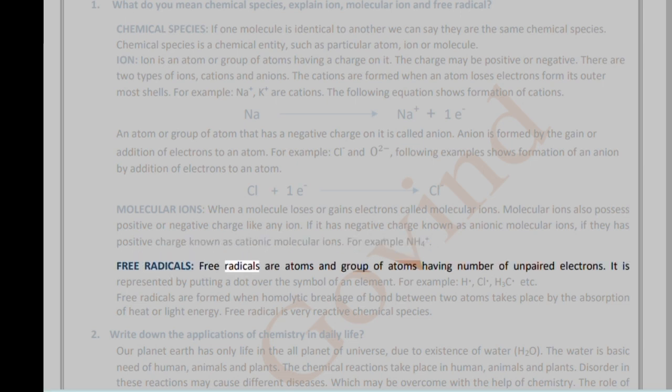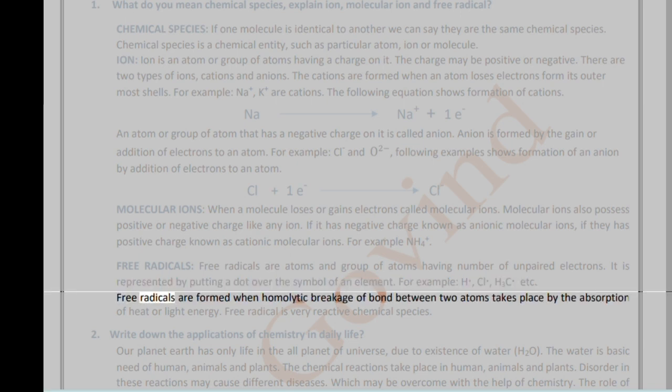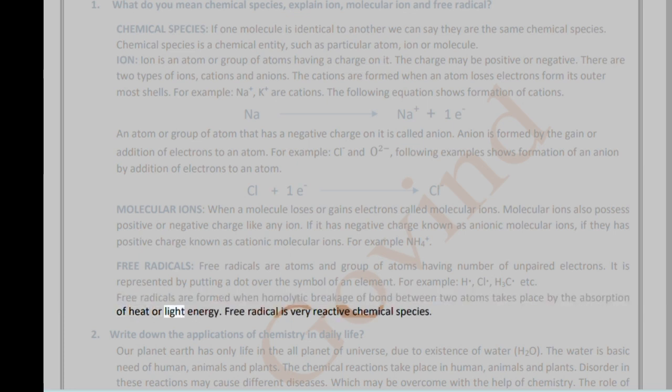Free radicals. Free radicals are atoms and groups of atoms having unpaired electrons. It is represented by putting a dot over the symbol of an element. For example, H, Cl, H3C, etc. Free radicals are formed when homolytic breakage of bond between two atoms takes place by the absorption of heat or light energy. Free radical is a very reactive chemical species.